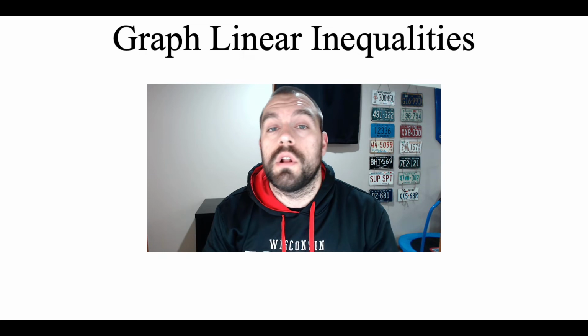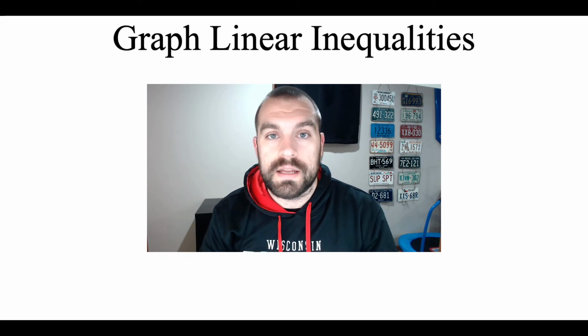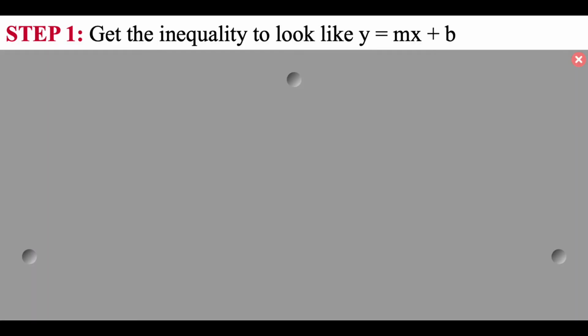In this video, we're going to look at graphing linear inequalities. When we're graphing out an inequality, there's a few steps that we're going to follow. Step number one says that we want to get our inequality to look something like a y equals mx plus b equation. Now, it's not going to look exactly like y equals mx plus b because we're not going to have an equal sign in there. We're going to have a different inequality symbol. It could be a less than, it could be a greater than, but it's definitely not going to be an equals to.